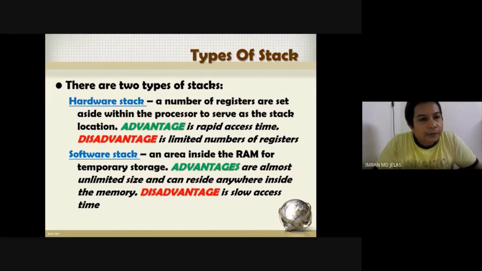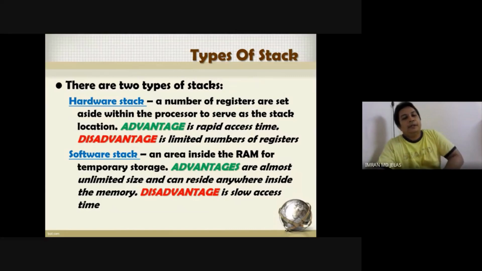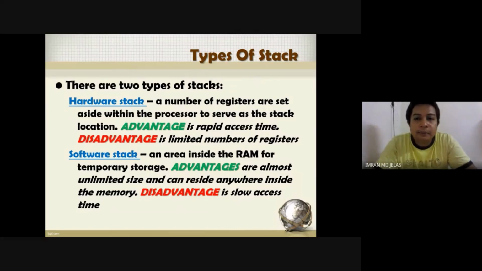Okay. So, type of stack. There are two types of stack. One is a hardware stack, where a number of registers are set aside within the processor to serve as the stack location, or a software stack, where an area inside the CPU, we will empty some part of the CPU that will later be used as our stack. Okay, there are advantages and disadvantages to these two types of stack.